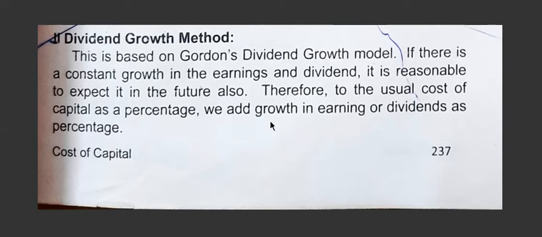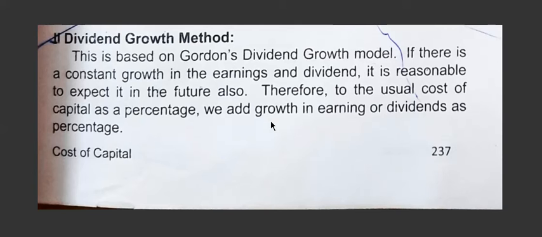The formula is D divided by P into 100. P refers to market price. If market price is not given, then take net proceeds. Now today I will be discussing the second method under cost of equity, that is the dividend growth method. Dividend growth method is nothing but growth added to the yield method.